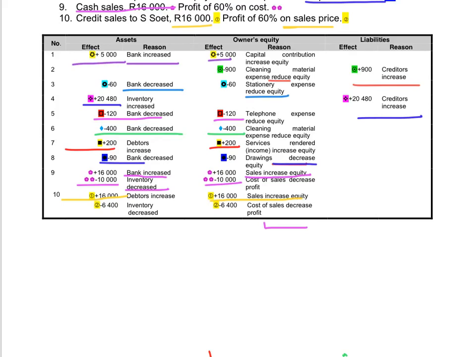My second double entry will then be for the inventory. So we've taken 6,400 out of our inventory to sell it. So my inventory decreased, so my assets will decrease. The cost of sales expense will decrease my profits, so equity will decrease.